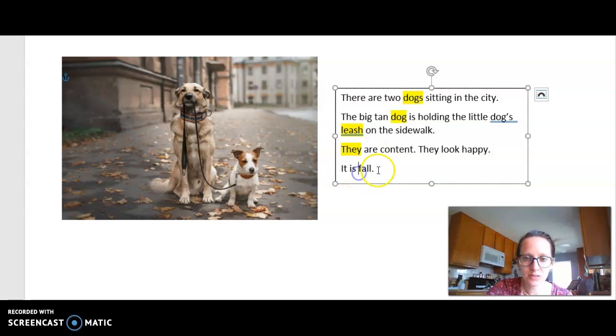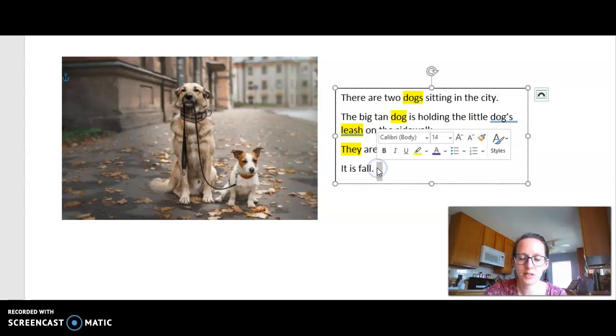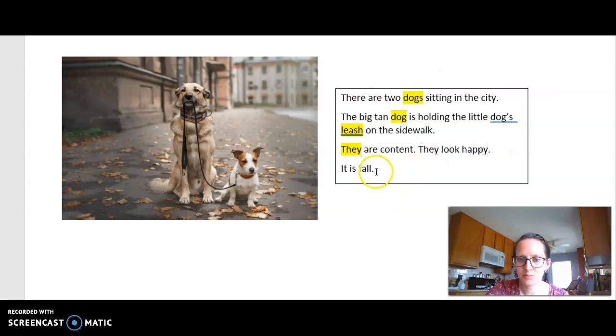Okay, the last one says it is fall, like the season of fall. So in that sentence, fall is the person, place, or thing. It's a thing. It is fall. Well, it would be describing it, so you can't really describe that very well. Anyway, so let's just see if we can add something to it. Instead of it, we don't really know what it's talking about. So we could just change that to the season is fall.